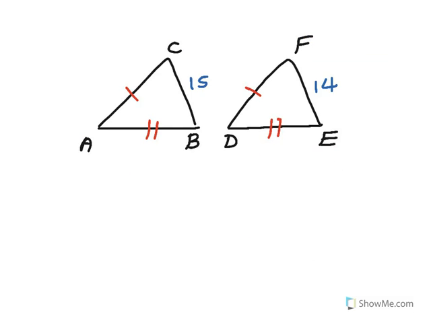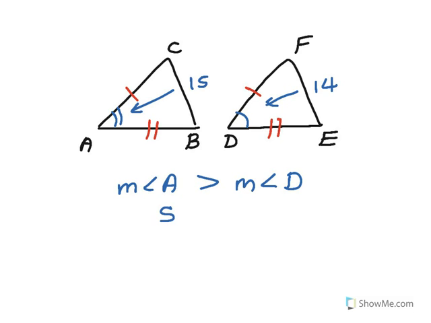Okay, so in this first example I have two triangles with two congruent sides and I want to compare the included angle. Well, I can see that across from the 15 side is going to be bigger than the angle measure across from the side that's 14. So I can say for sure that the measure of angle A is going to be greater than the measure of angle D, and I'm using the side-side-side inequality theorem.